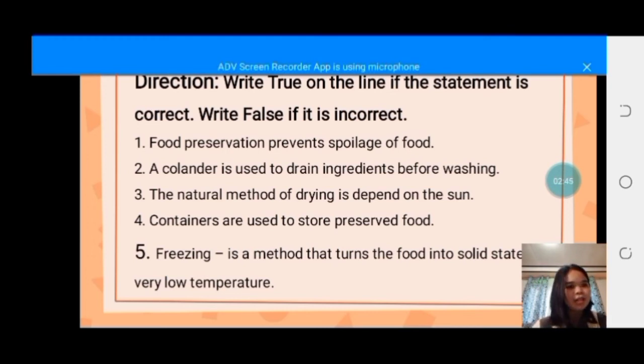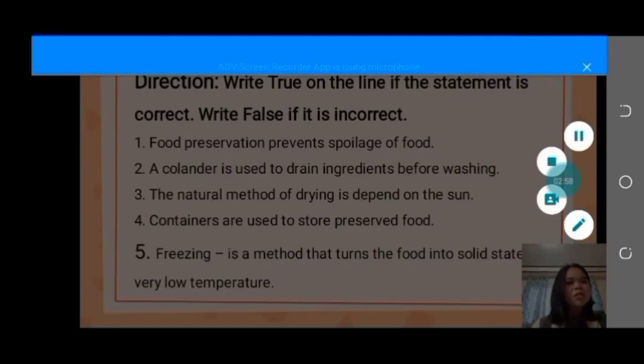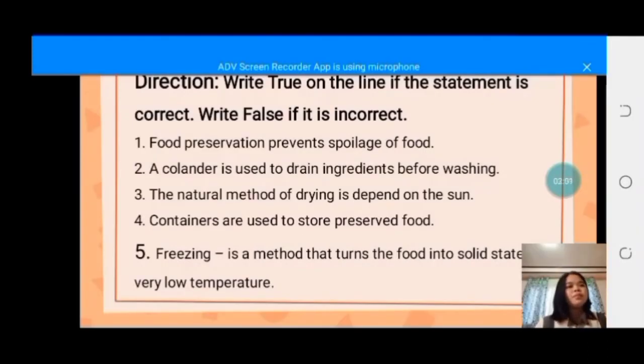What is your answer? What else? Very good. What else? Thank you. Any answer, class? Okay, very good. It is false. Because a colander is used to drain ingredients after washing. So how about number 3? The natural method of drying depends on the sun. Yes, very good. It is true.